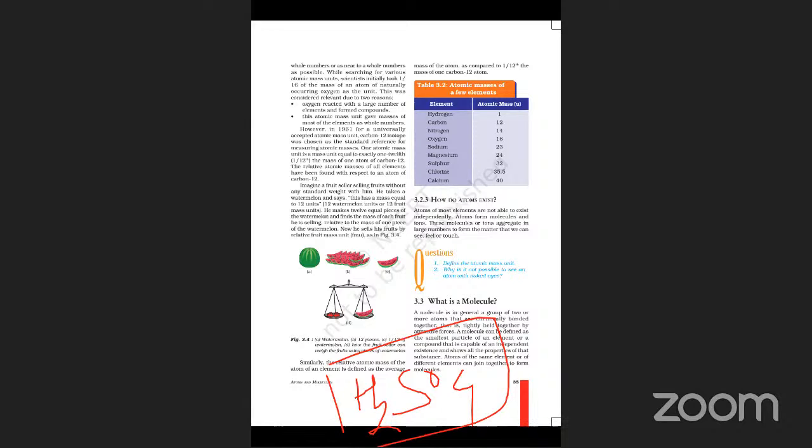Now, how are these atoms bonded? By using a chemical bond. So, a molecule is a group of two or more atoms that are chemically bonded together. Means the atoms are tightly held together by some attractive forces.